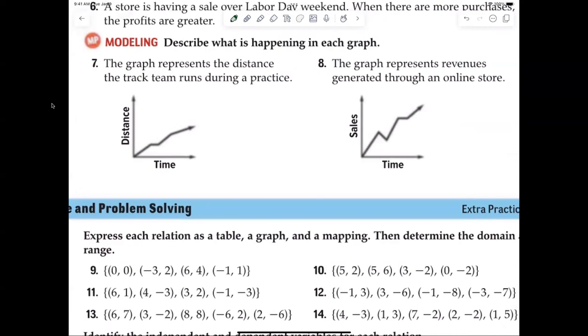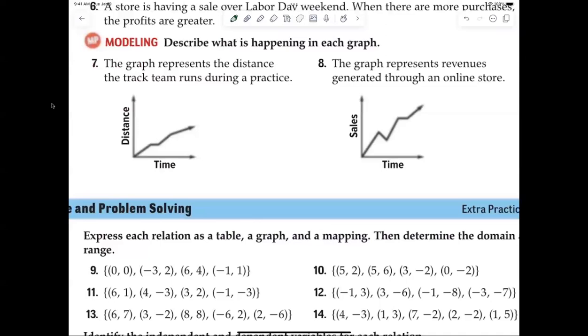So now, like I said, interpreting graphs, there's a big push to make kids do better with interpreting graphs. All right. So let's see if you understand what they're talking about here. The graph represents the distance the track team runs during practice.